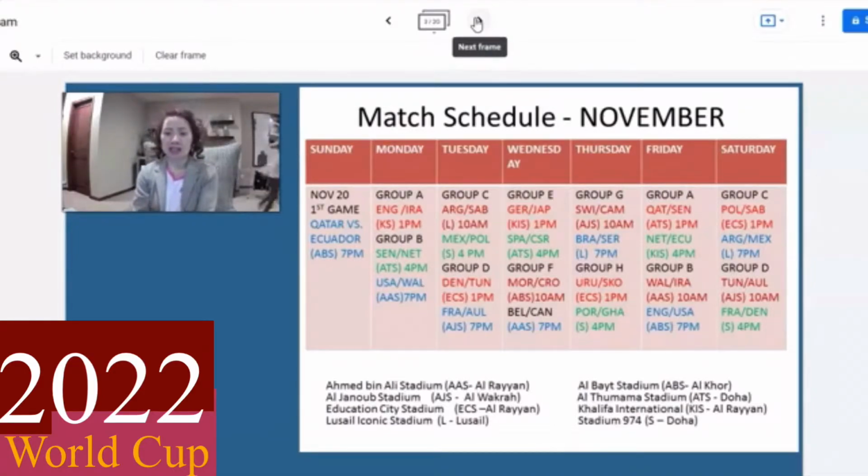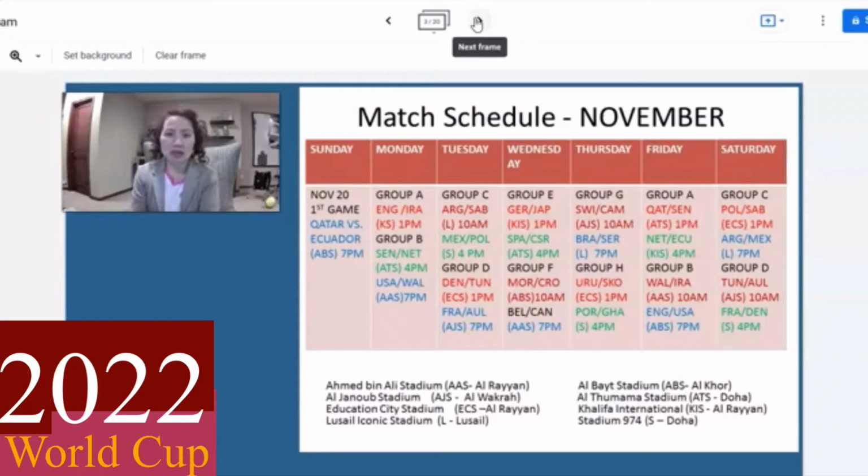And the same goes for the matches in Group B with the USA, Wales, and Iran trying to pass through. And aside from that, I forgot to mention, of course, there's always the match between Spain and Germany.